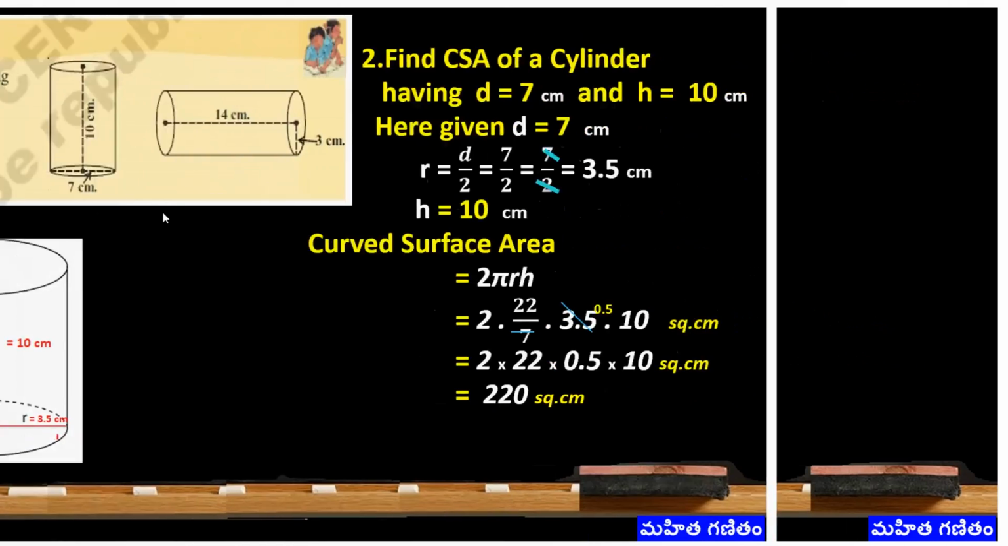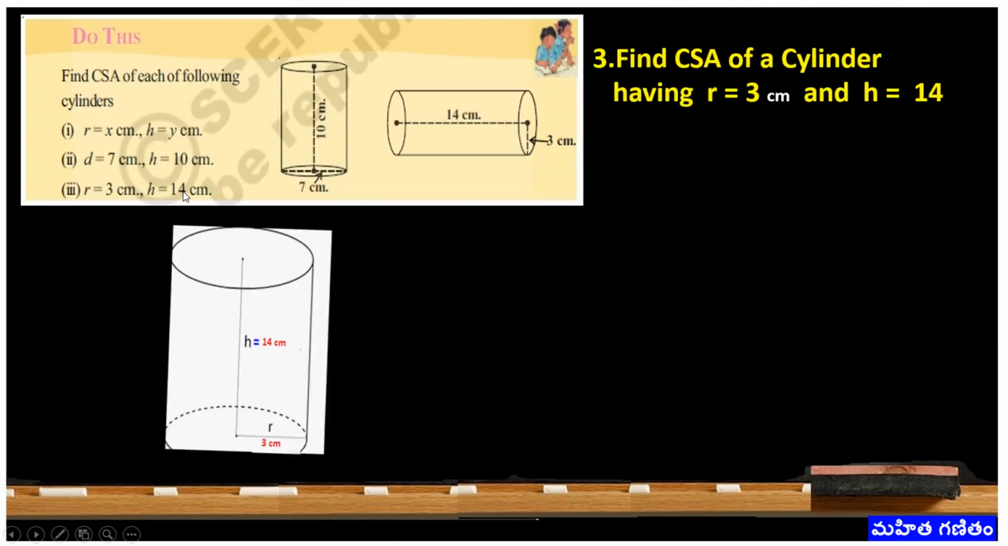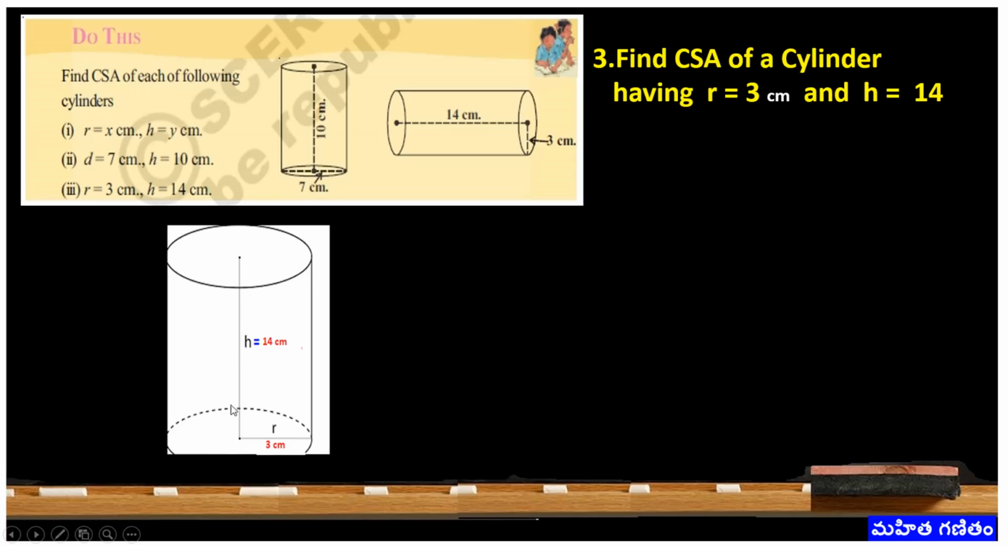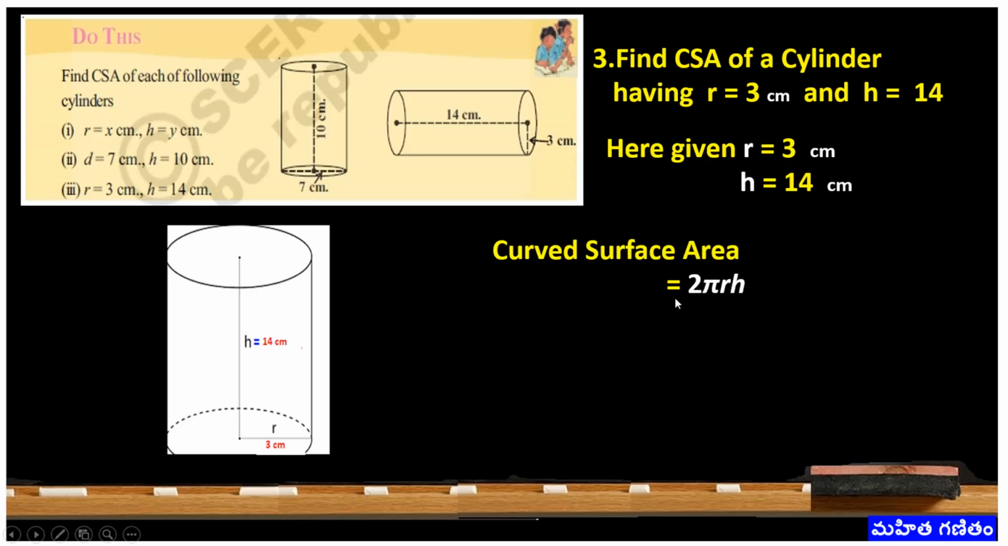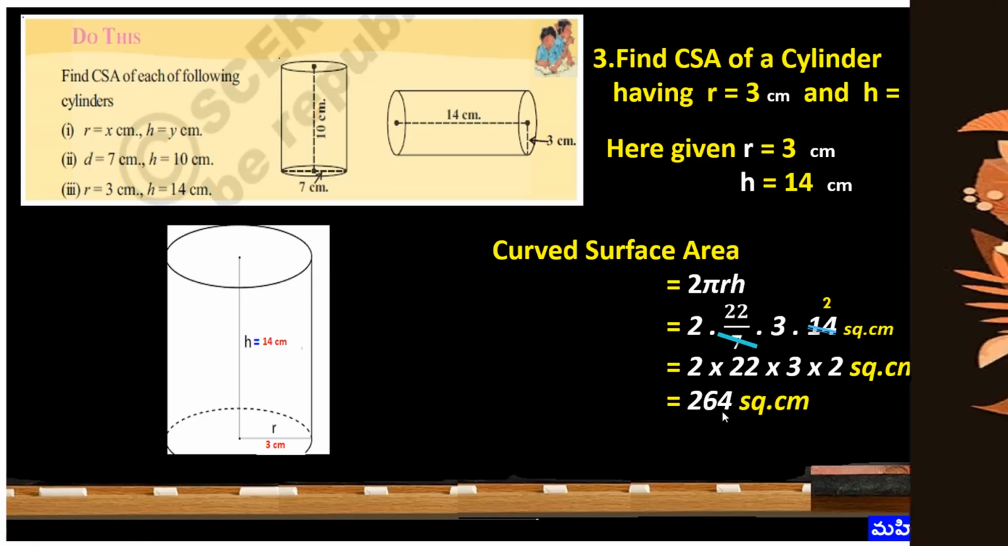Take the third problem. Here r is equal to 3 centimeters, h is equal to 14 centimeters. Write the formula for finding curved surface area, that is 2 pi r h. That is equal to 2 into 22 by 7 into 3 into 14 square centimeters. After cancellation, 7 goes in 14 2 times. We are left with 2 into 22 into 3 into 2 square centimeters. So the answer is 264 square centimeters.